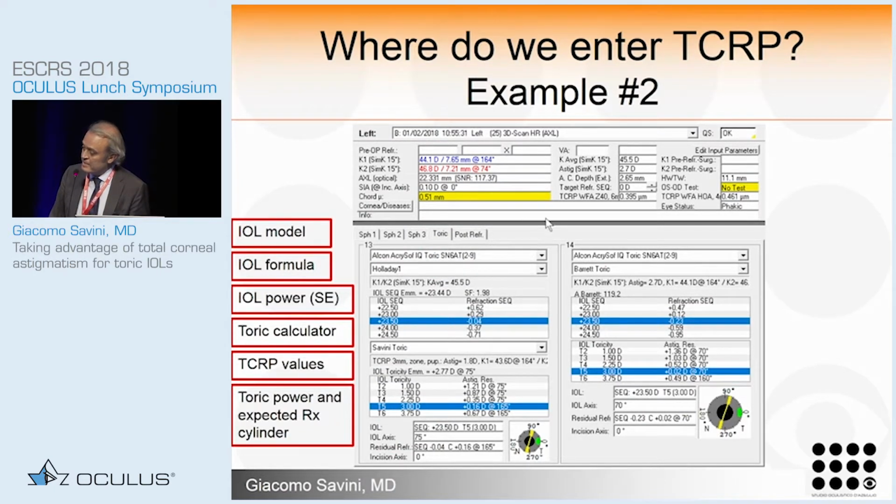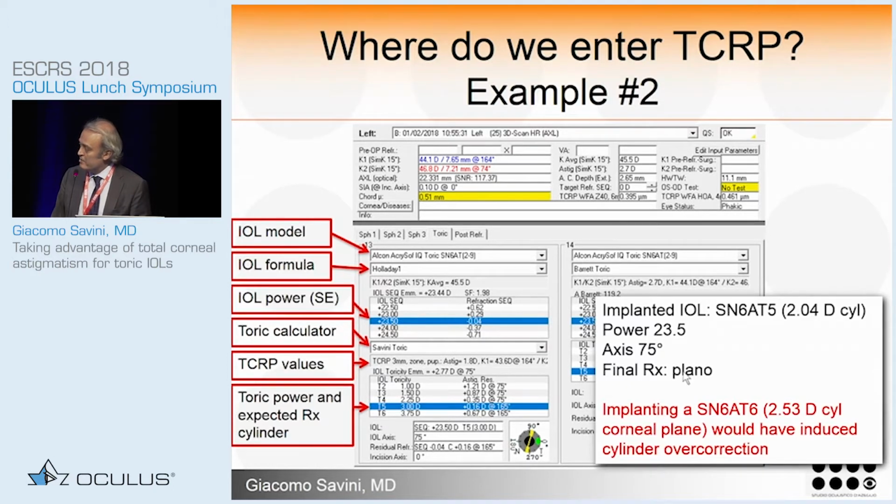In this case, we selected a T5 using the IOL calculator available on the Pentacam AXL, where you can select, as you can see here, the IOL model. You can select the IOL formula. You get the predicted power and refraction of the spherical equivalent. Then you can select the toric calculator. The Savini toric calculator uses the value that I showed you before in the power distribution, which is the 3 millimeter diameter reading centered on the pupil using the zone and not just the ring. So this is automatically used to predict the toricity and the refractive astigmatism. And in this case, we got a plano refraction using a T5 rather than a T6, which was indicated by SIM-K.